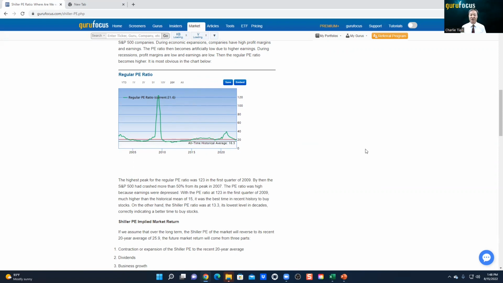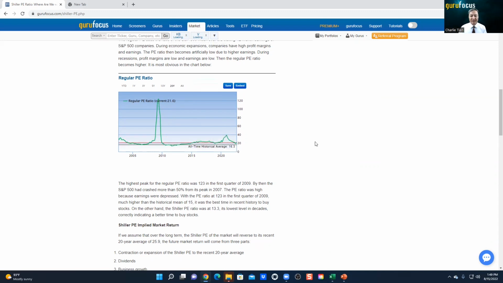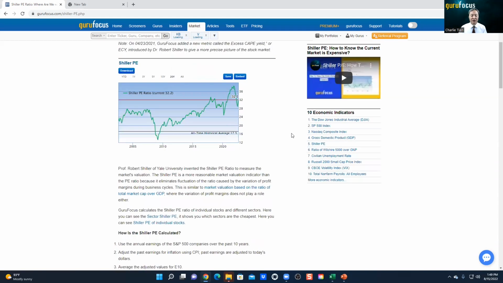During the recession, the financial crisis recession, companies made less money. So although the S&P 500 was down 50%, the earnings were down even more. And that's why it brings the PE ratio up to more than 120. Seems expensive, but not at all. That's why Professor Shiller invented this Shiller PE ratio.